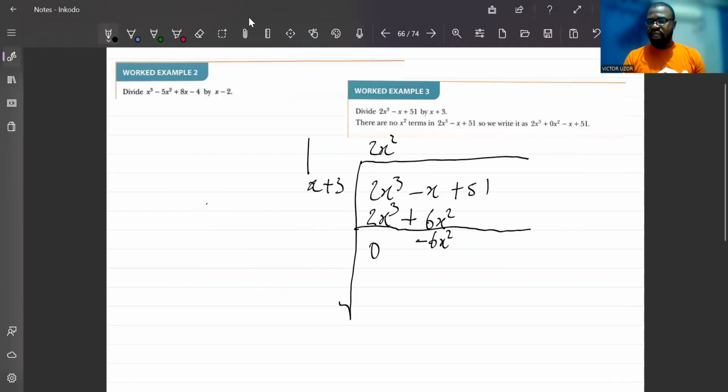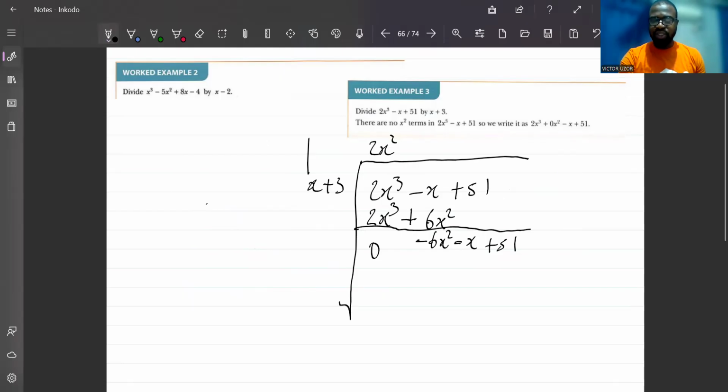Then you now bring down minus x, and plus 51. We now bring it down.